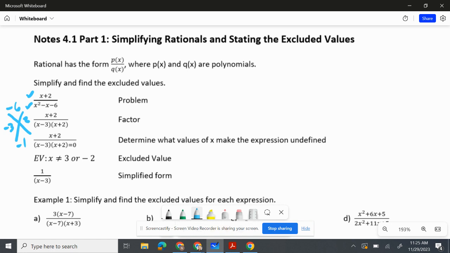After we do that, we're going to find our excluded values. Excluded values is what gives us 0 for the denominator. What gives us 0 for the first binomial is 3, and for the second one is negative 2. So these are the values that x cannot be. Otherwise, we're going to divide something by 0, which is not possible. After we find the excluded values, we're going to cancel whatever they have in common. So we see the x plus 2's cancel, and our final answer is 1 over x minus 3.